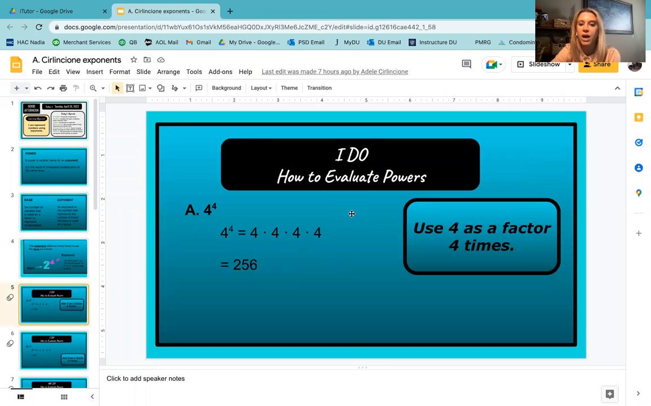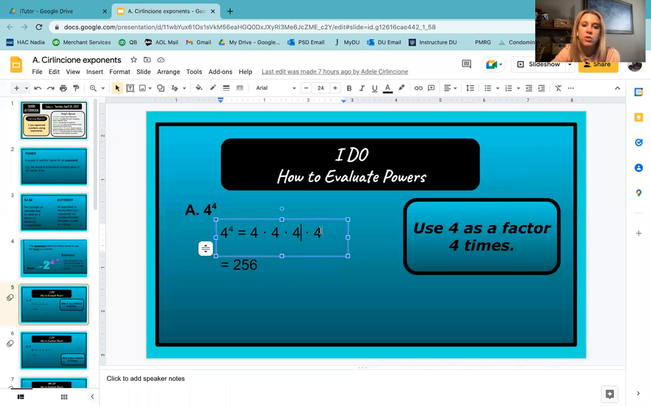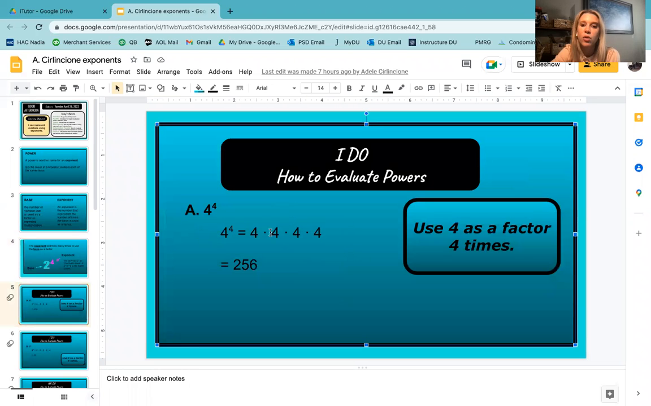Now, how do we evaluate powers? Let's try this example. So I've got 4 to the 4th power. Now I showed you 2 to the 4th power. Now let's try 4 to the 4th power, or 4 to the power of 4, right? So 4 to the 4th power is 4 times 4 times 4 times 4. It's 4 multiplied by itself 4 times. So you're using 4 as a factor 4 times, and 4 to the 4th power equals 256.